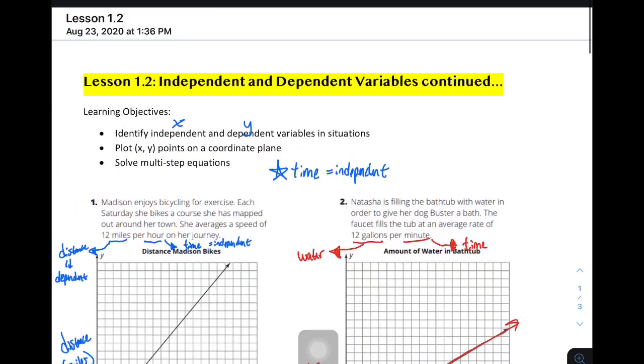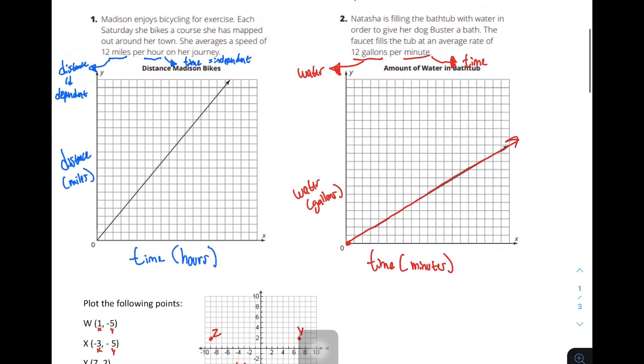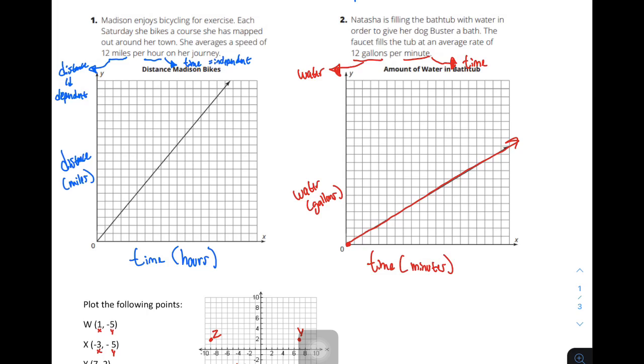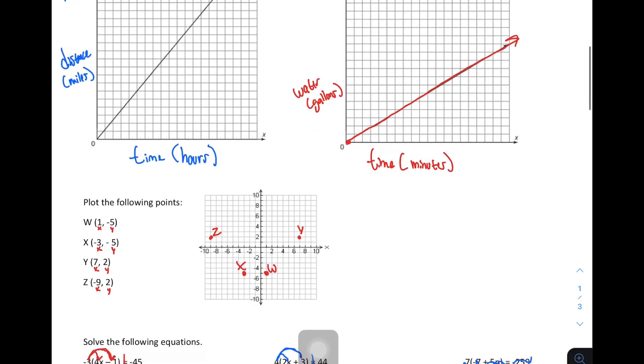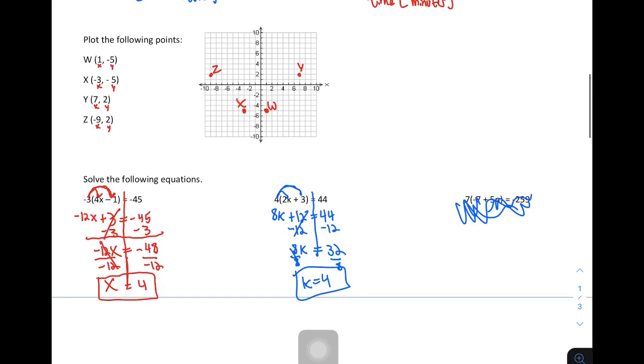So, independent, dependent. Remember, the independent variable goes on the x-axis. The dependent variable goes on the y-axis. Plotting points and solving equations.